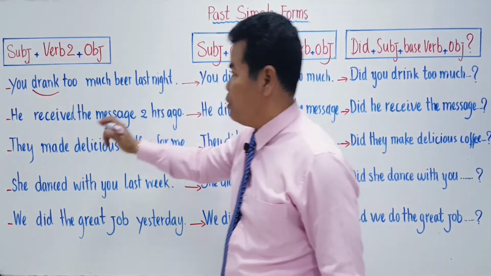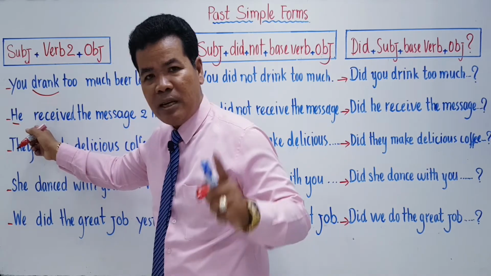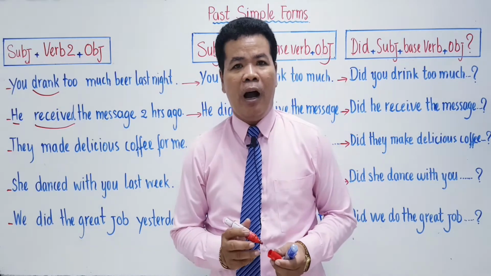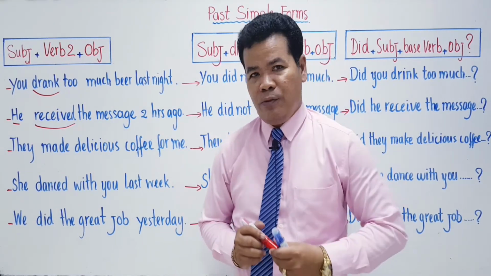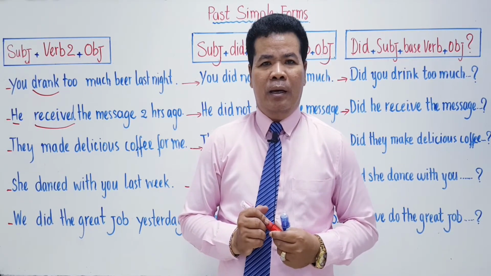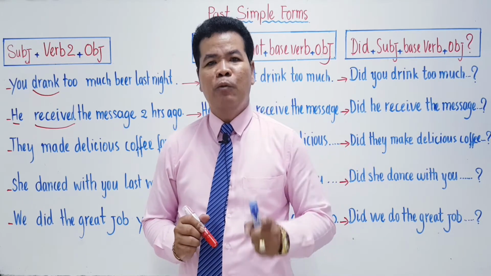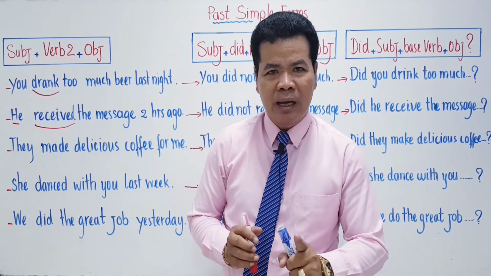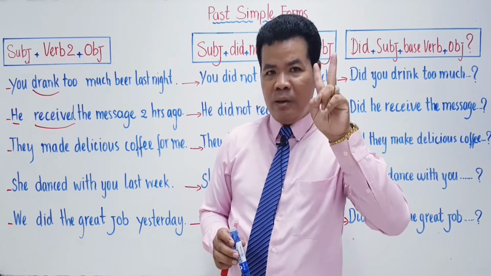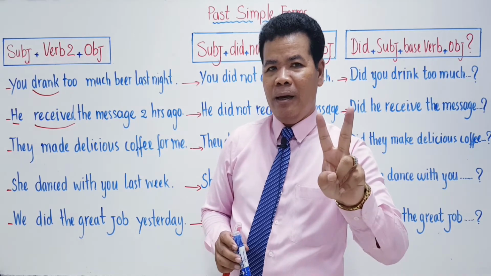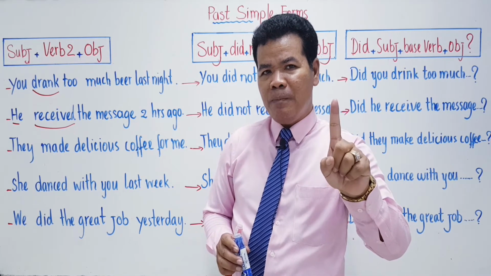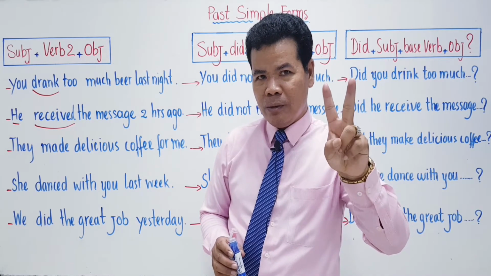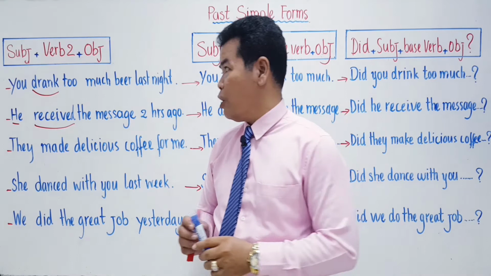Now let's go to another one. He is a subject. Received is the past simple of infinitive to receive. For this tense, I would like to remind you once again: for the past simple tense, the verbs you have to know are just two columns, the base form of the verb and the past simple verb. Verb 1 and verb 2.